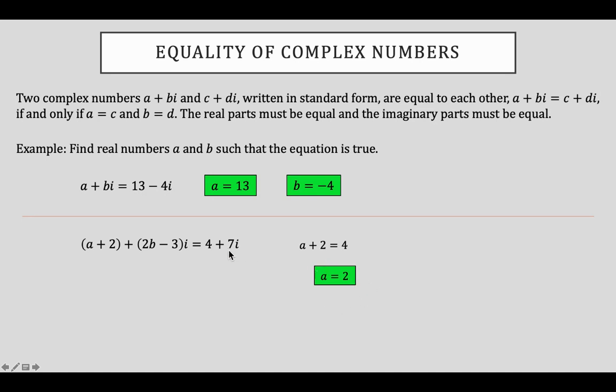For our imaginary parts, on the right-hand side of the equation, I have a 7i. Well, 2b minus 3 is the constant multiple in front of the i on the left-hand side of the equation. In order for this equation to be equal, 2b minus 3 has to equal 7. Those constant multiples must be equal to each other. So we can set that equation up. 2b minus 3 is equal to 7, and solve for b by first adding 3 to both sides of the equation, and then dividing by 2, giving us b is equal to 5. There we have the equality of complex numbers.